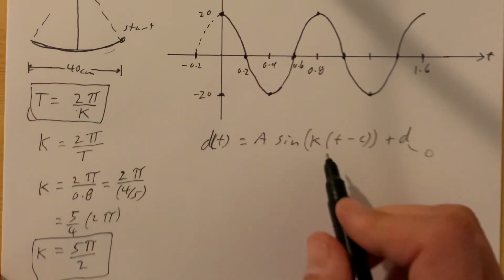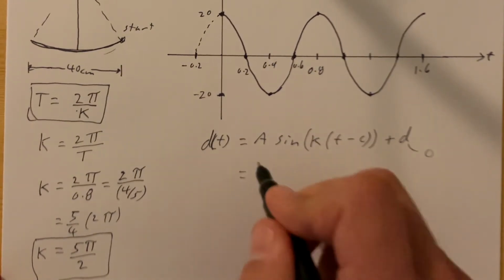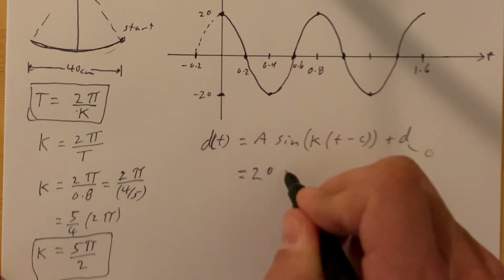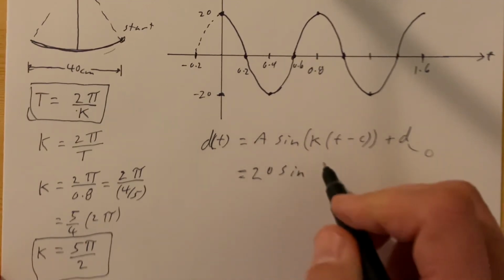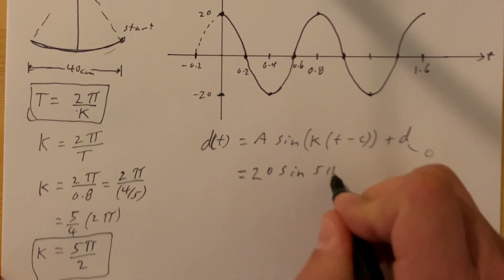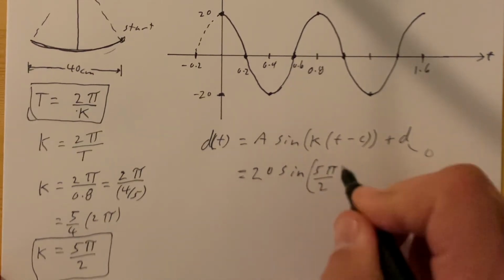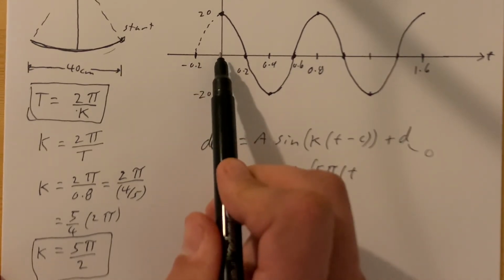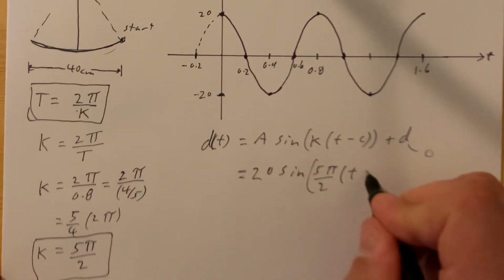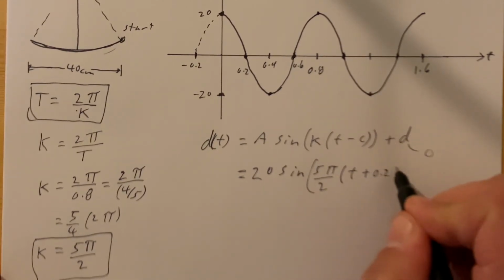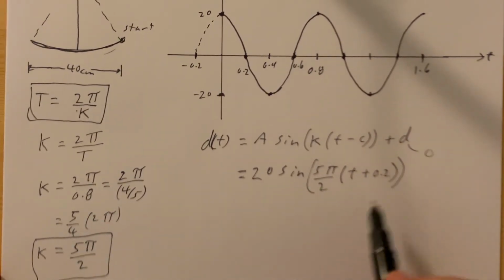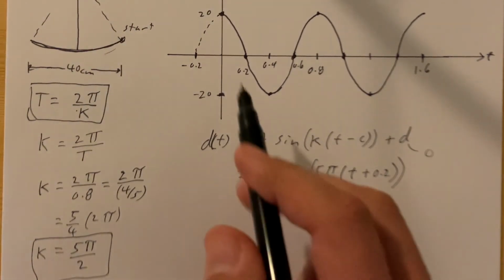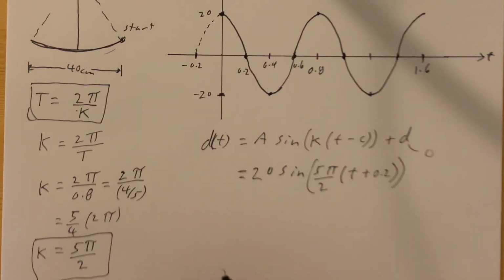So now we have pretty much everything to sub in here. We have A, which is 20, sine. K is 5 pi over 2. And then t. Because it's a sine graph that's been moved back 0.2, I put a plus 0.2 in here. And d is 0, so we leave it like that. All right, so we have the equation of the function in terms of sine.